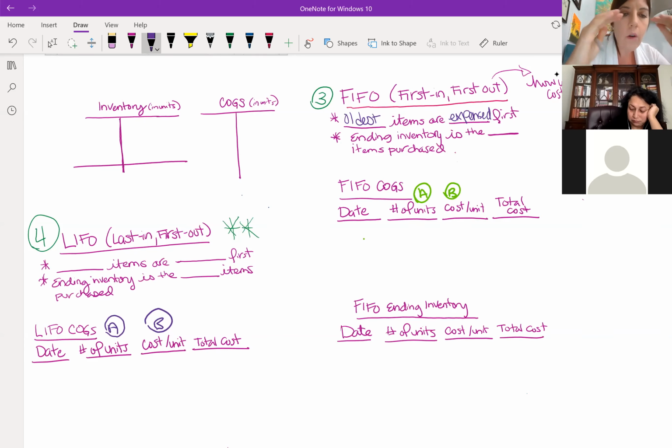So we're starting with our oldest inventory, our beginning balance of inventory, and then we're working our way forward layer by layer until we reach the number of units sold to calculate cost of goods sold. So ending inventory is the newest items purchased. It's what's left over.